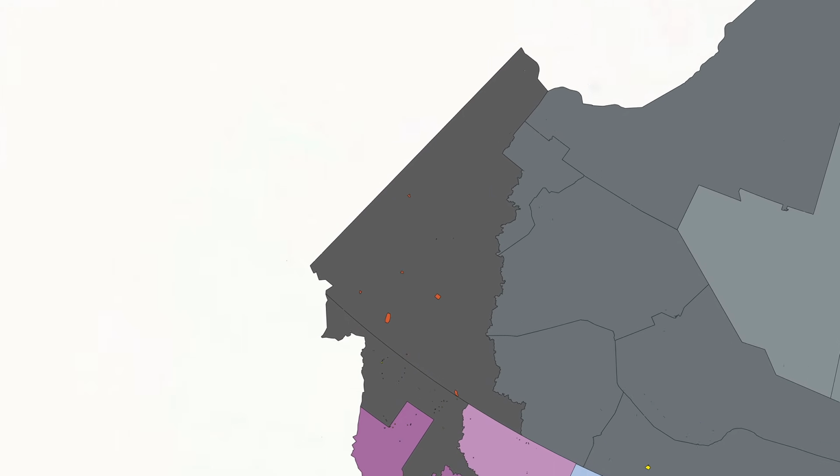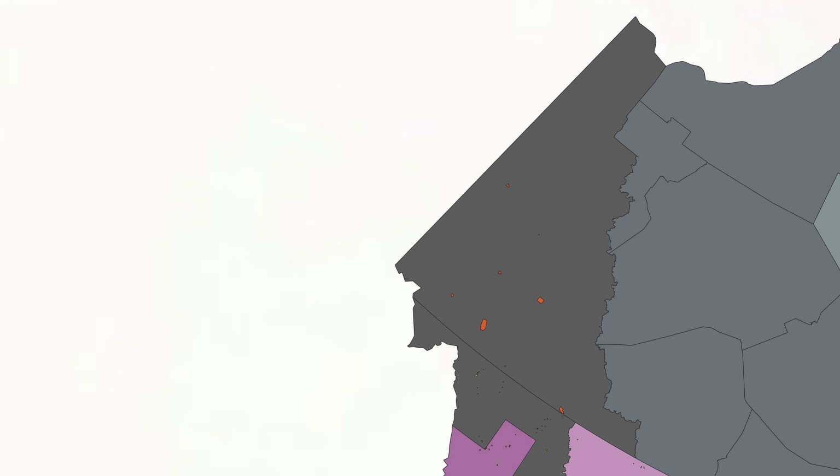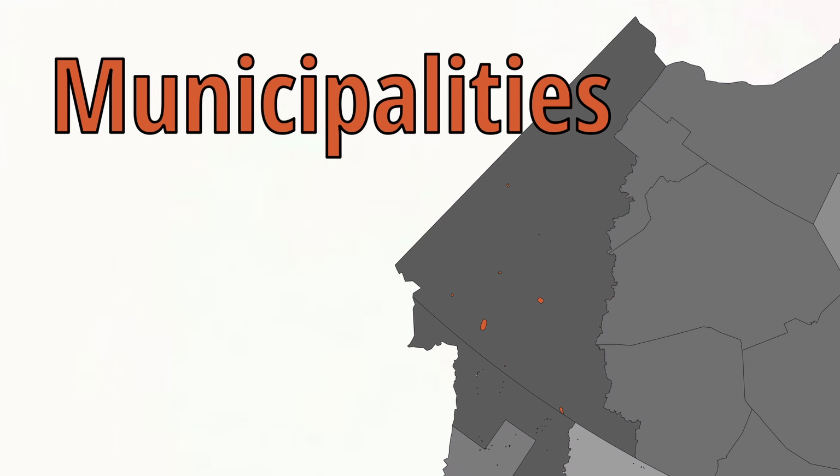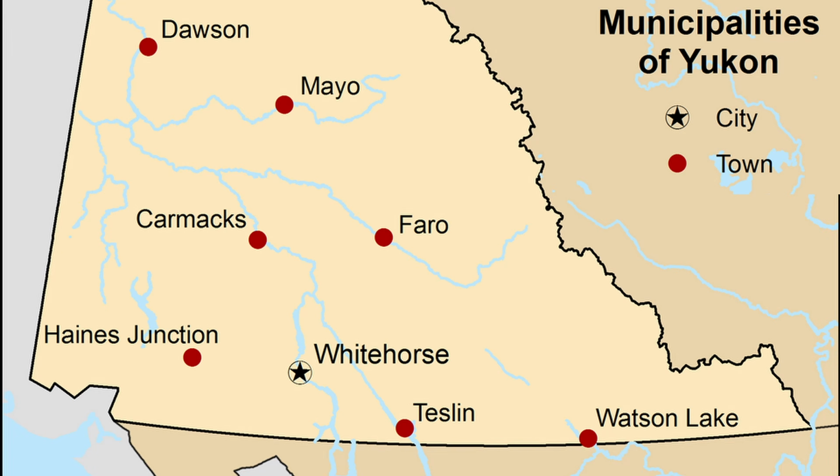Finally, we have the Yukon. Most of Yukon's land is unorganized, and there are not even any regional divisions defined at all. There are, however, 8 municipalities, 1 city, and 7 towns. The Municipal Act states that a town must have 300 people and a city must have 2,500 people. These cities, of course, provide the typical municipal services.